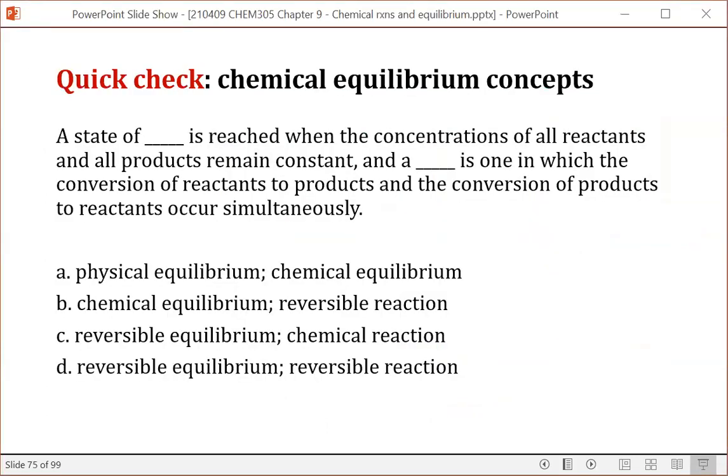So let's do a quick check. A state of blank is reached when the concentrations of all reactants and all products remain constant. And a blank is one in which the conversion of reactants to products and the conversion of products to reactants occurs simultaneously.